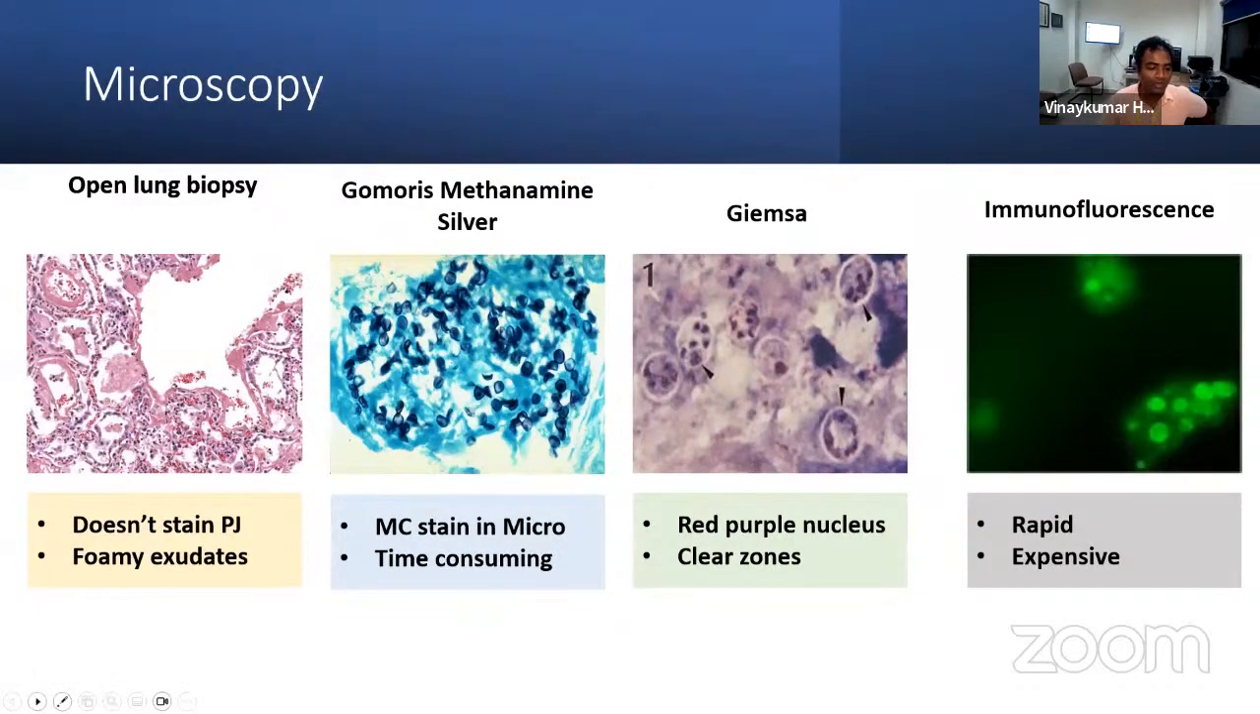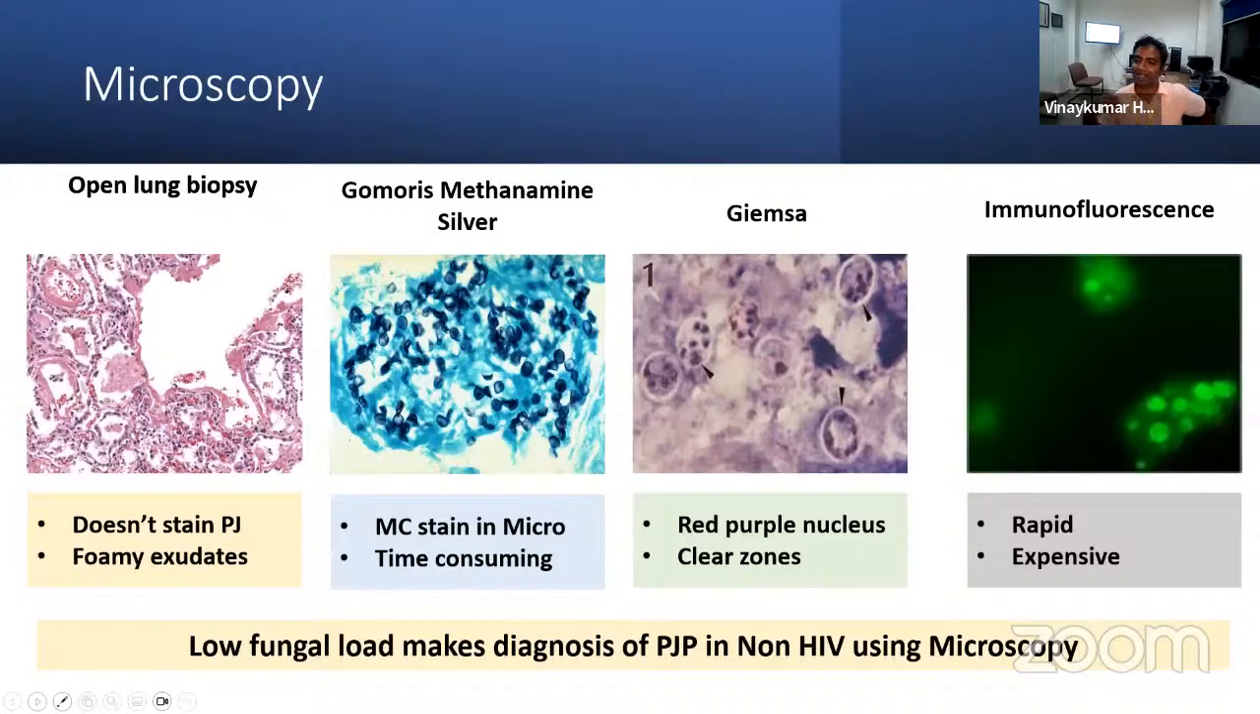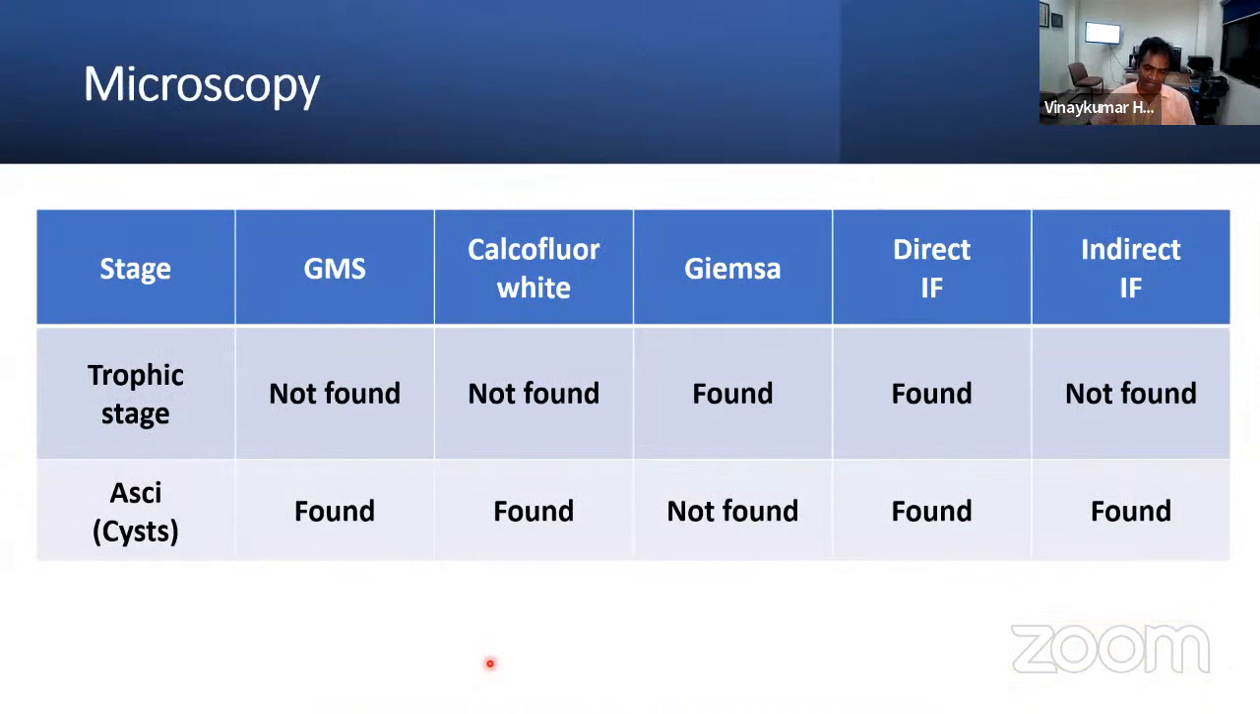So how do we diagnose the infection using these techniques when there is a low burden in patients without HIV? This becomes a problem in patients who do not have HIV and who have a very low burden. In this group of patients, because the burden is less, microscopy can sometimes be problematic if it is used as the only method for diagnosing Pneumocystis jirovecii. So we should have certain alternatives and other ways of diagnosing.